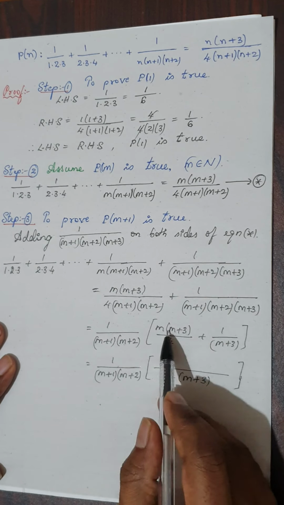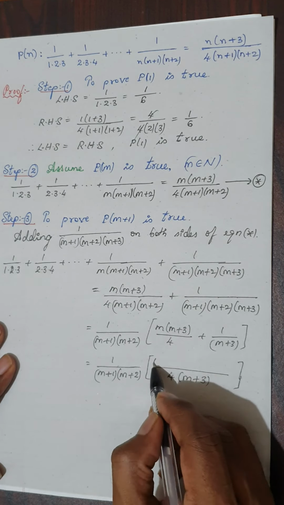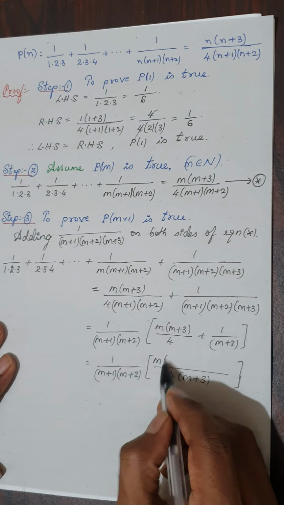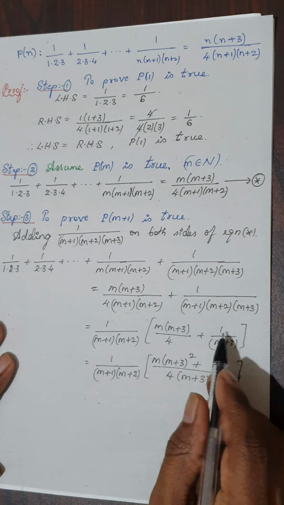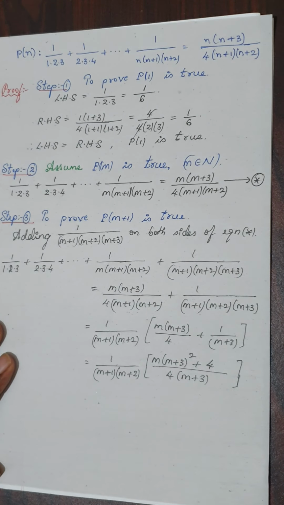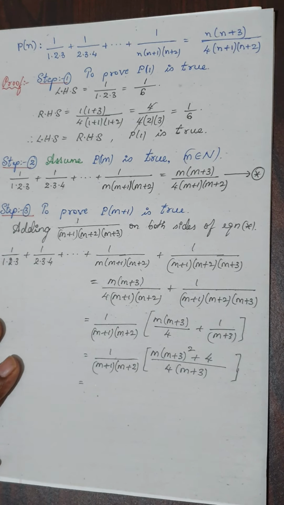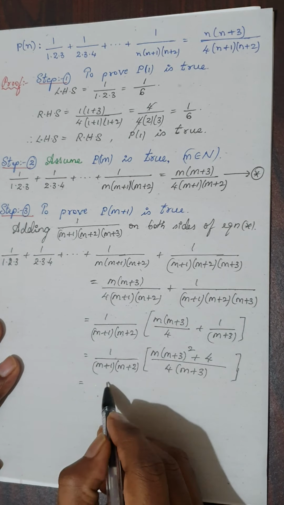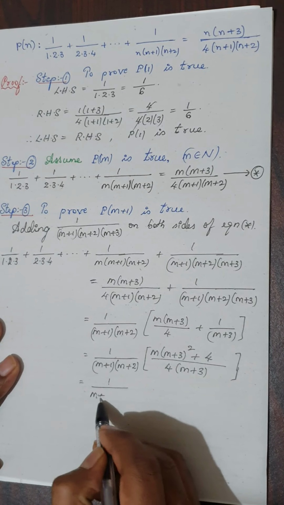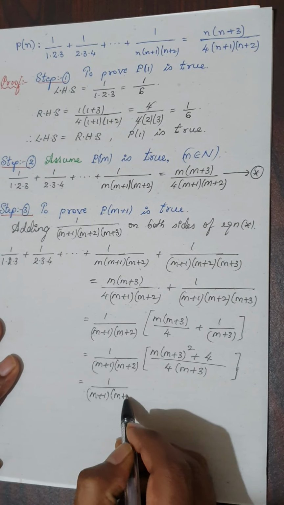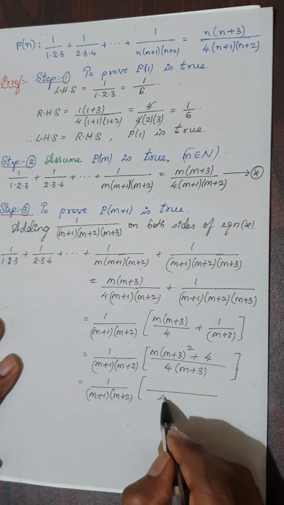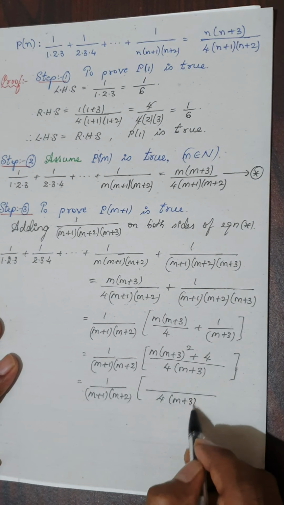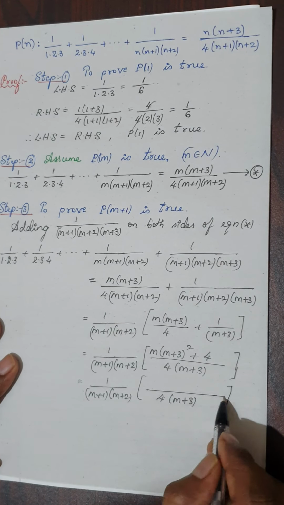Let me cross multiply this term. So it is m into m plus 3 into m plus 3. It is actually m plus 3 whole square, plus 4 into 1, that is nothing but 4. Is it clear? Let's take the next step. 1 divided by m plus 1 into m plus 2 is a very simple term which is outside. Let us not disturb it. In the denominator, again no disturbance here, it is 4 into m plus 3.